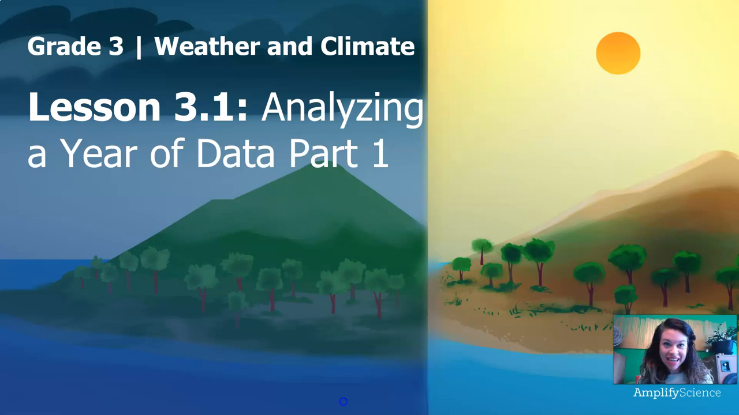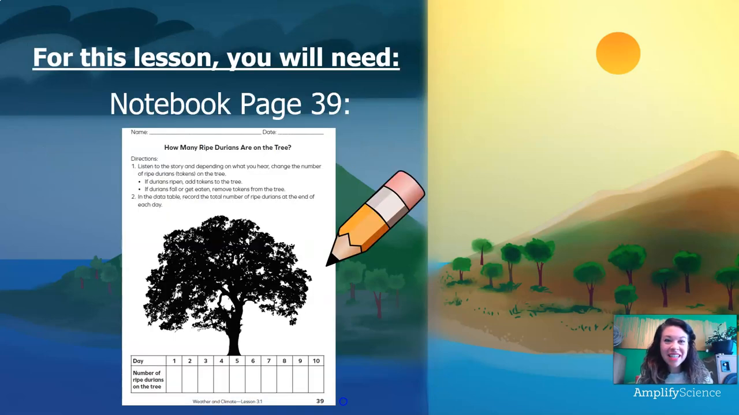I'm scientist Kate. Remember me from chapter 1? It's great to see you again. Welcome back to Seattle. For this lesson, you will need notebook page 39. So find this page. You'll also need something to write with, like a pen or a pencil.